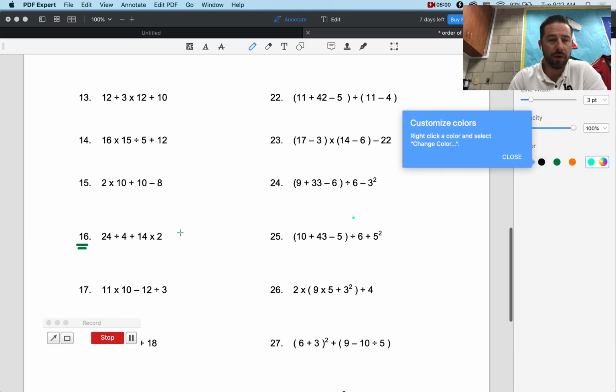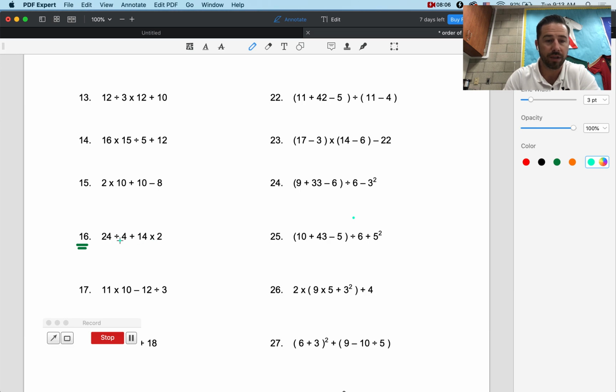Please excuse my dear Aunt Sally. No parentheses, no exponents, multiplication or division, right? Or division. Well, what's coming first? Division. 24 divided by 4 is 6. Drop everything else down. Plus 14 times 2. Okay, next step. We're looking. What's next? Okay, we're going to do multiplication or division again. There's our multiplication. 14 times 2 is 28. So we drop this guy down, and we have 6 plus 28. You add 6 and 28, and you should get 34.